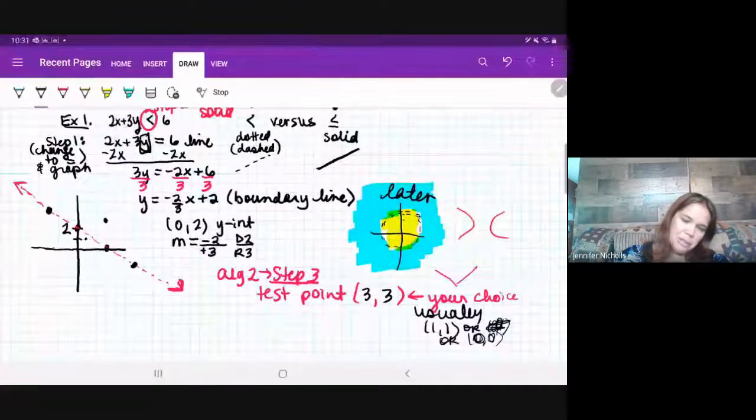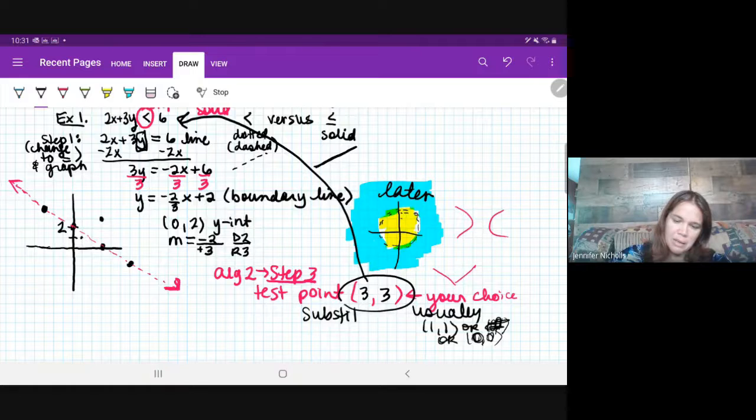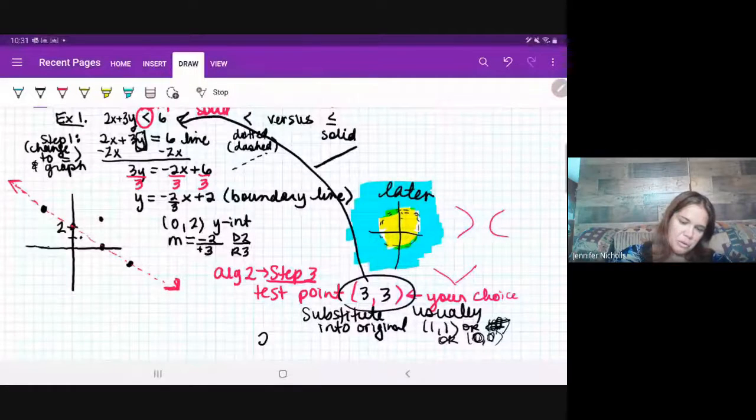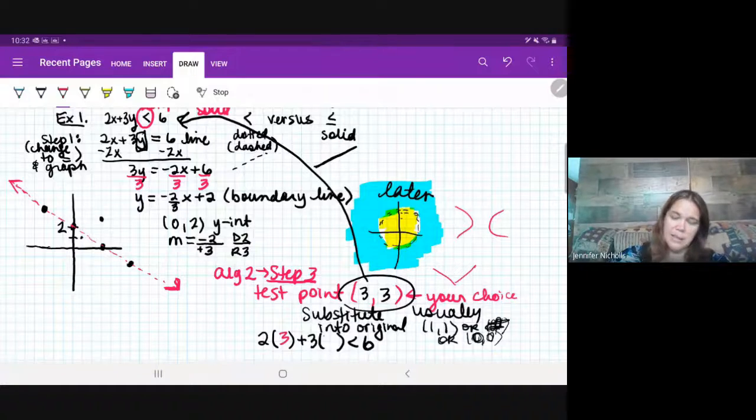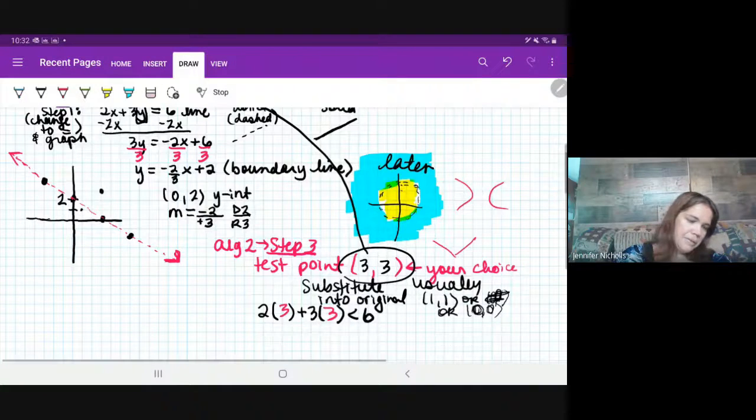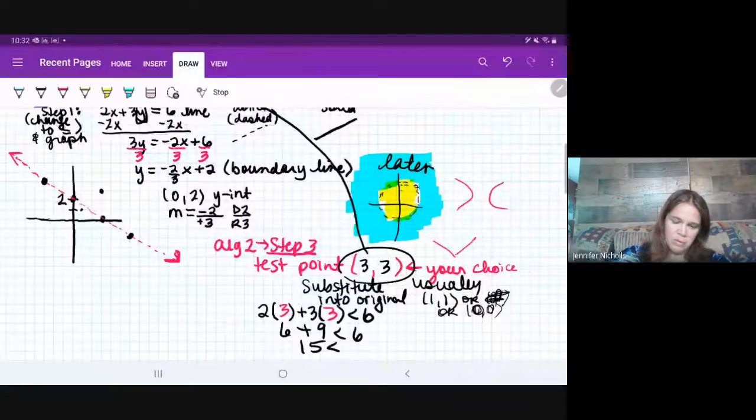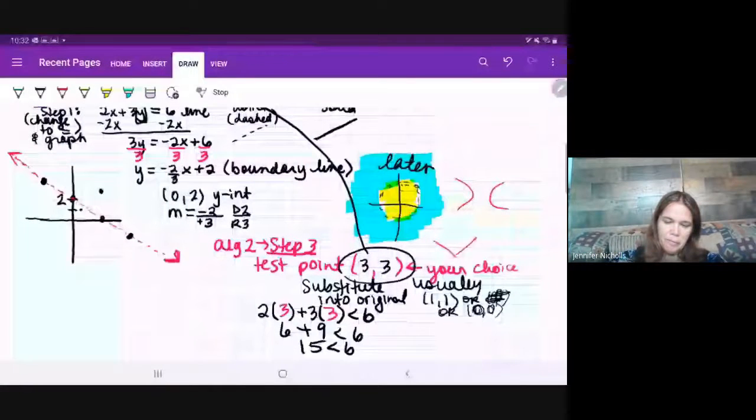Okay, now what you do is you substitute this into the original. So substitute or plug in into the original. So you get 2. I'm going to write this in color so you can see it better. So I'm going to substitute my 3, 3 into the original. And I want to see if it's true or false. The thing with the zeros is it's harder to tell whether it's true or false.